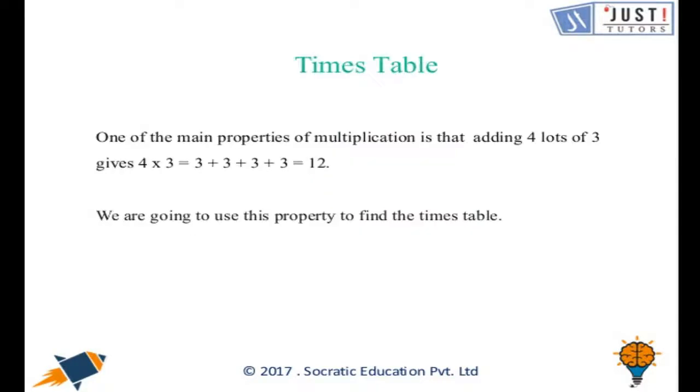Now let us move forward in discussing what a times table is. One of the main properties of multiplication is that adding 4 lots of 3 gives 4 times 3, or adding 3 four times. That is 3, add 3, add 3, add 3, which will eventually give you 12. Multiplication can be said to be the same as repeated addition. We are going to use this property to find the times table.